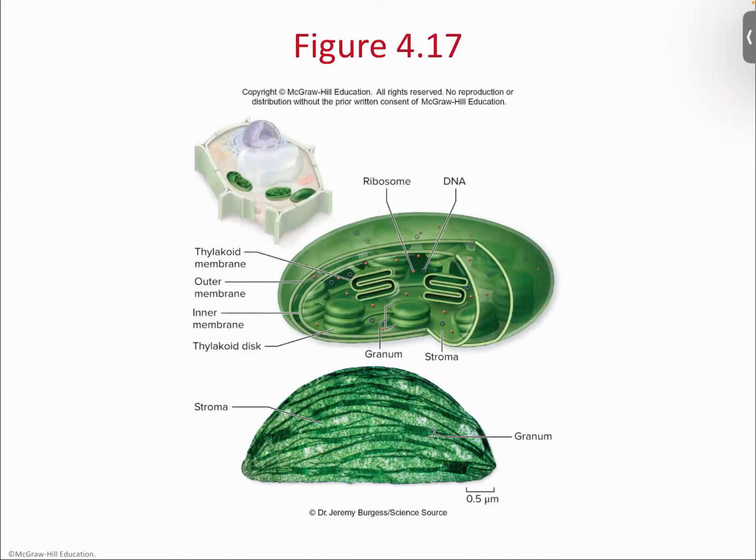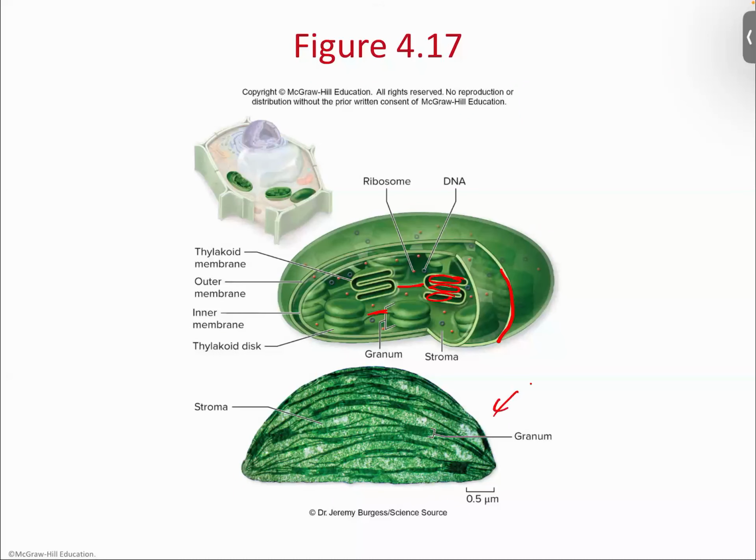So here's what a chloroplast looks like. So here you got your outer membrane, your inner membrane, and then you have your thylakoids. So here's a thylakoid here. You can see how they're all interconnected with each other, creating granum. And you can see like these little bridges that are connecting the different grana to each other.